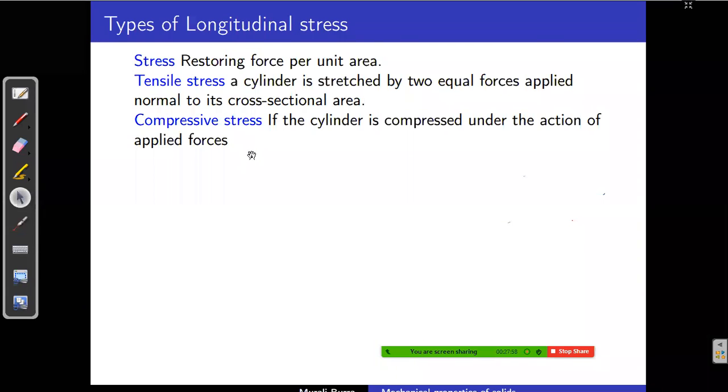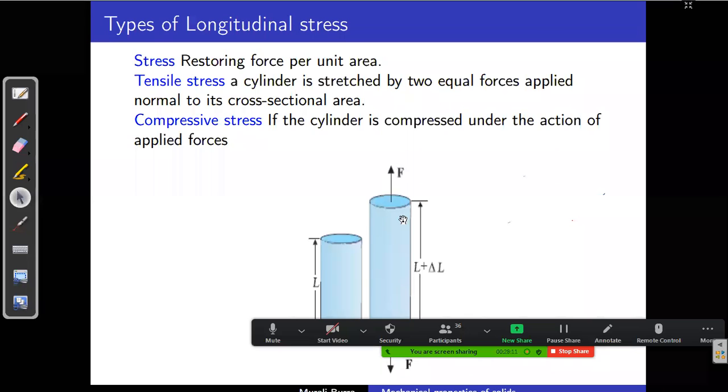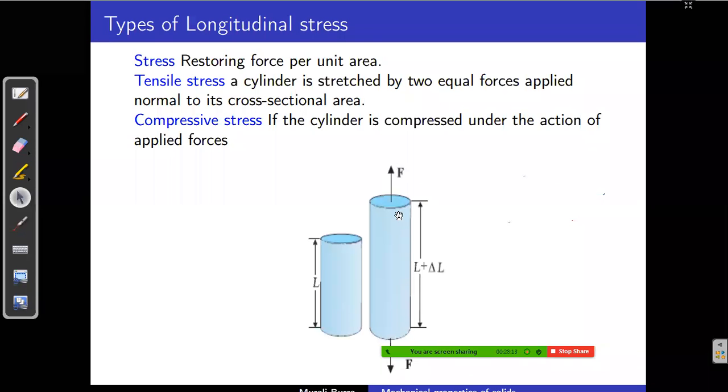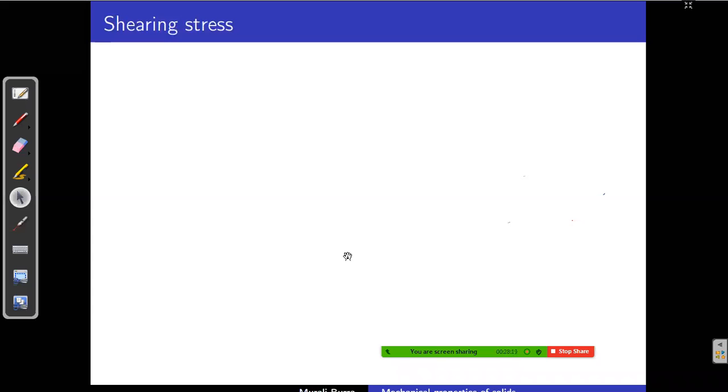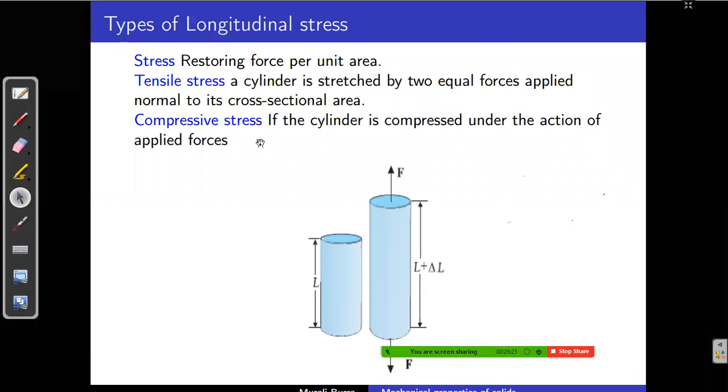Okay, before that we have done expansion, no? If we apply force in a compression manner, then we will call it compressive stress. But for both of them we will be calling it longitudinal only. If we are pulling like this, then L plus delta L will come, a change will be there. If I am pushing, what happens? We get compressive stress. Okay, so that is about tensile stress and compressive stress.